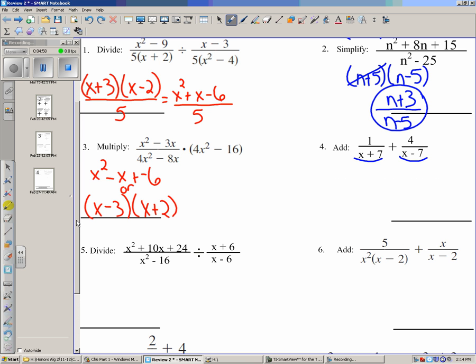So I'm just going to take the fractions times each other's denominators. So fraction number 1 is going to be multiplied by x minus 7, top and bottom. And the other fraction is going to be multiplied by x plus 7.